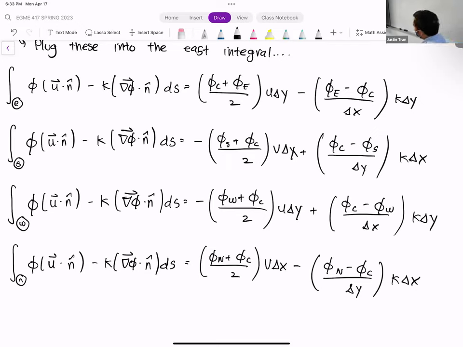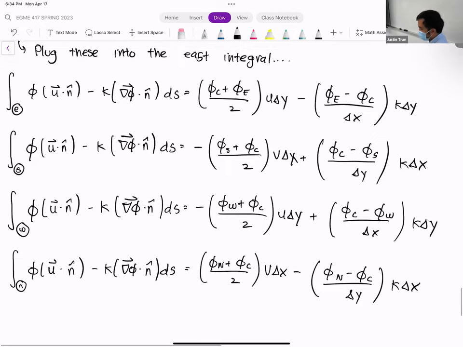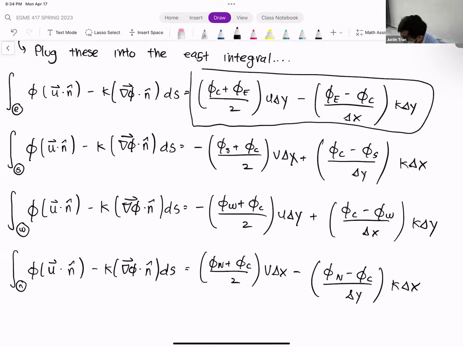In order to get that equation for the interior cells, all you have to do is just add up these four integrals here. But I want you guys to understand and appreciate that it took quite a while to get here. Okay. In fact, let's go ahead and box these four equations because these are also going to be useful later.